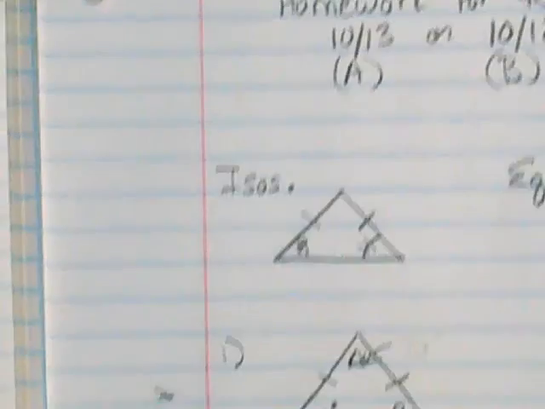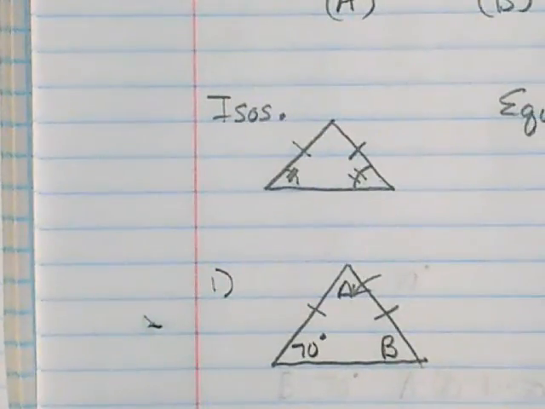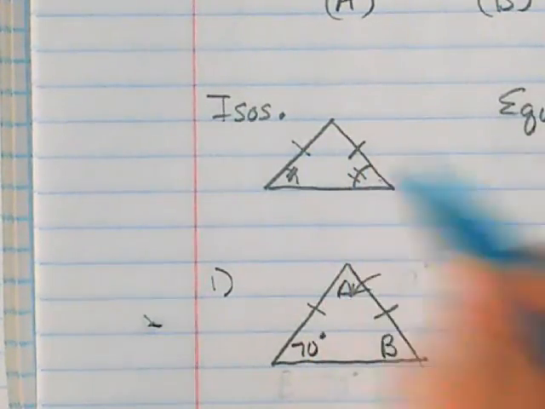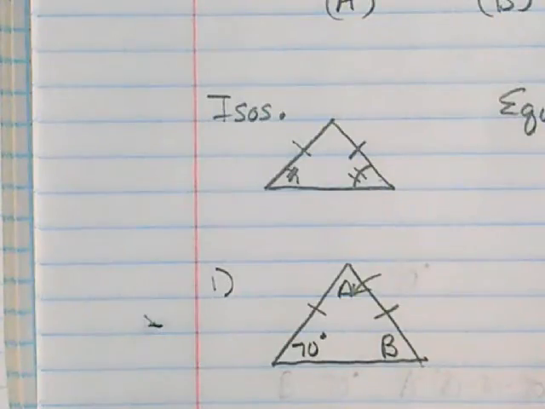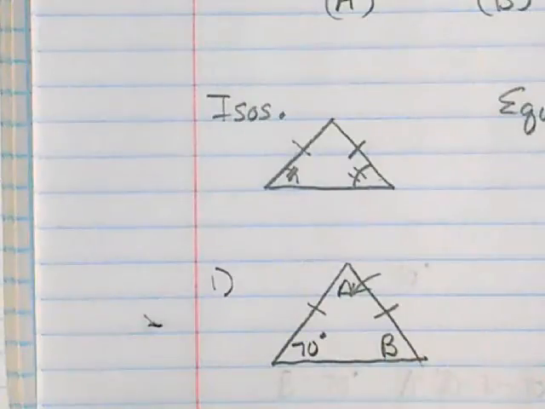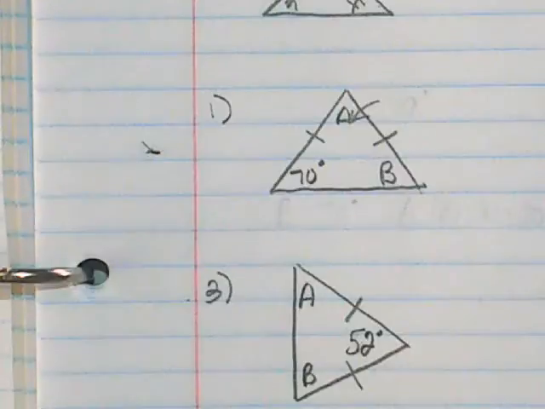We're talking today about isosceles triangles. Isosceles triangles are special because two of their sides are congruent and their matching base angles are also congruent. Because of these congruencies, we can find the measure of missing sides and angles within an isosceles triangle.